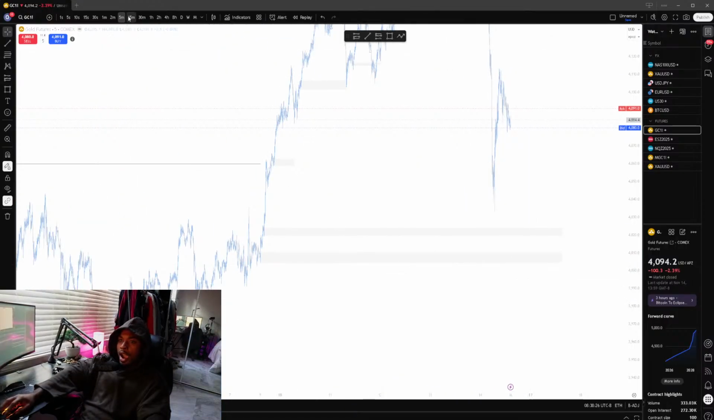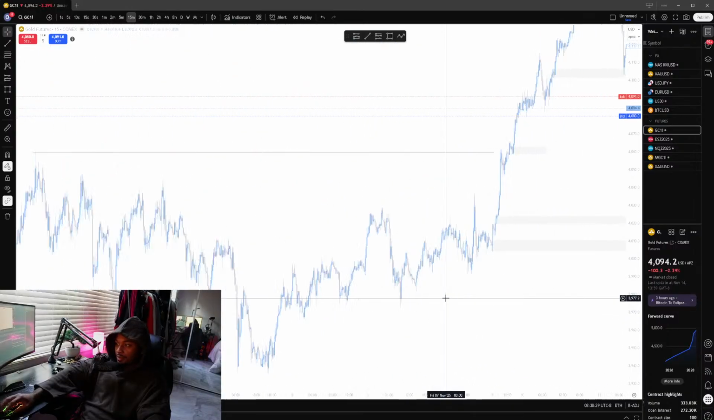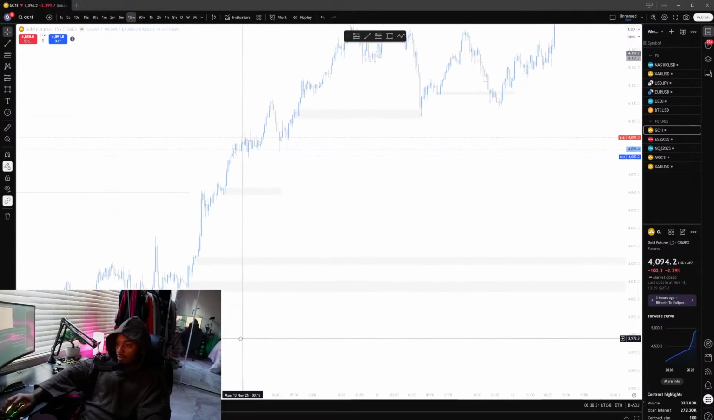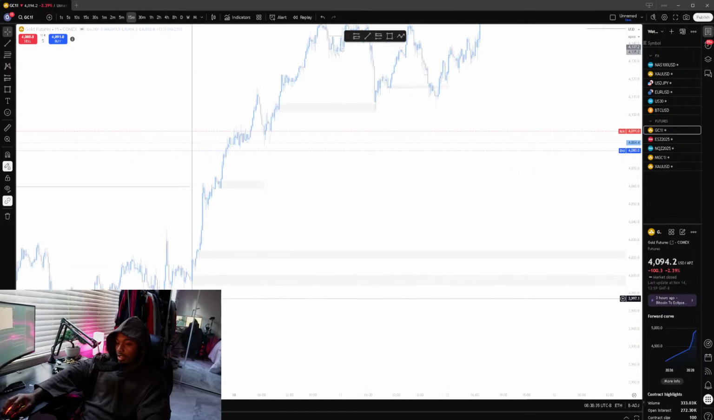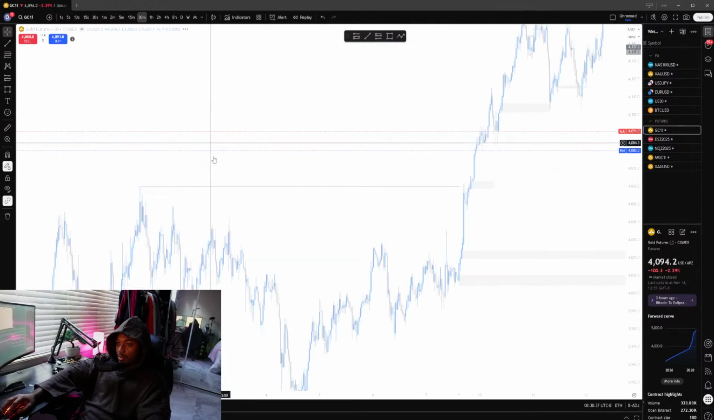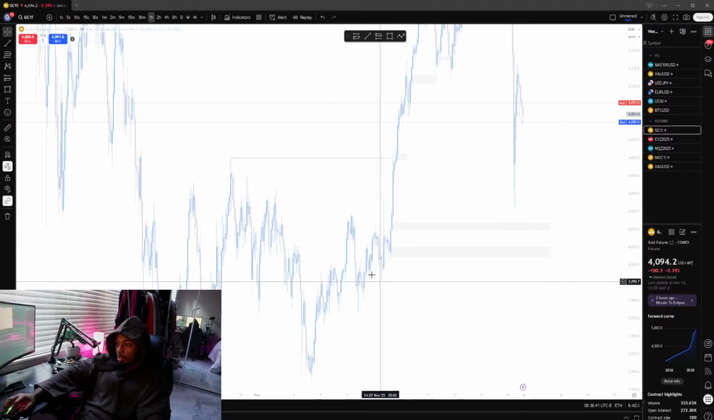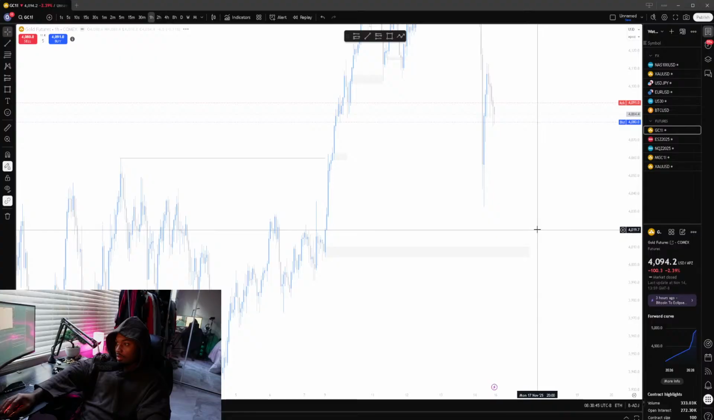But let's see, 15. I'll favor this one, to be honest, just because this one matches up with almost every time frame. That's the pullback for almost every time frame right there. So actually, yeah, I can see this one. I'm gonna cancel this one. I don't like that one. It's whatever.